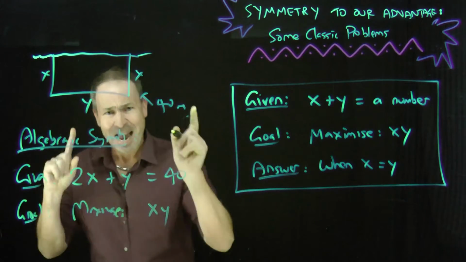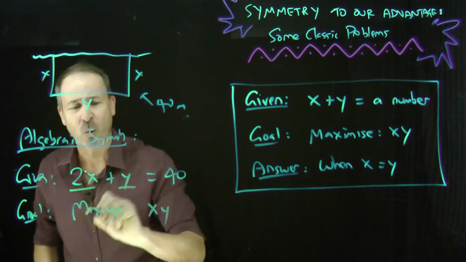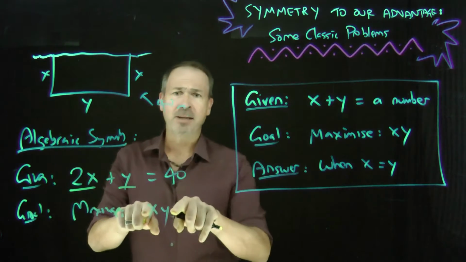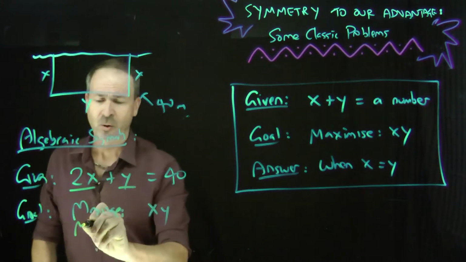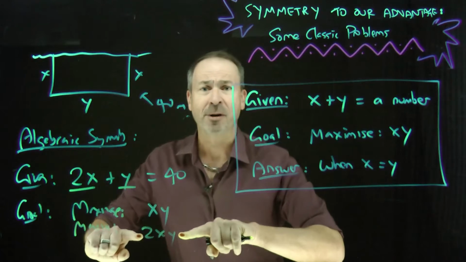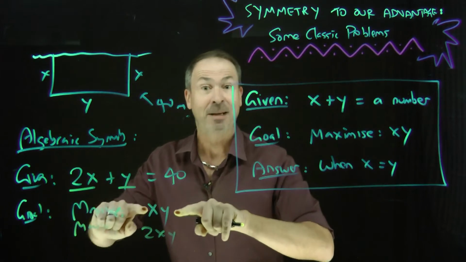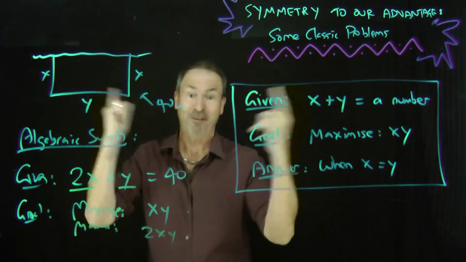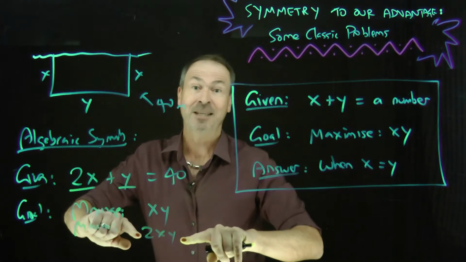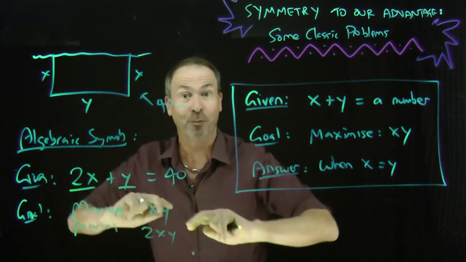Well, my unknowns are really 2x and y. Let's think of those as the unknowns. And instead of maximizing xy, I could also maximize double xy. If I make double the product as big as it can be, then halving it means the original product was as big as it can be, and vice versa. So actually, these are equivalent problems.